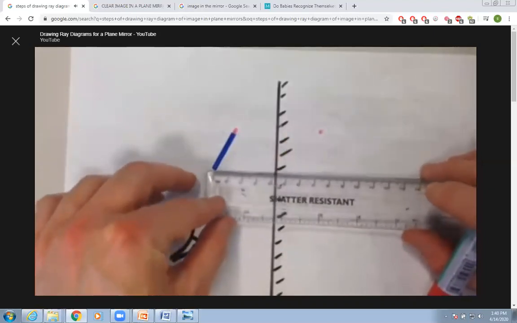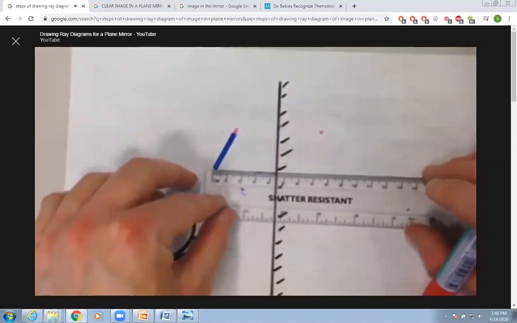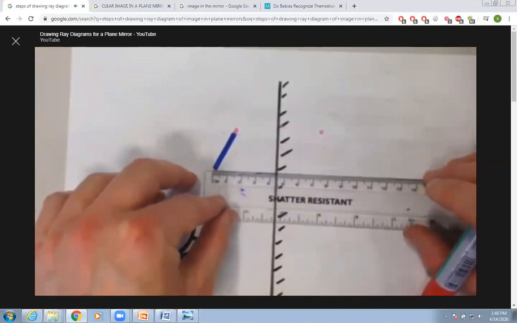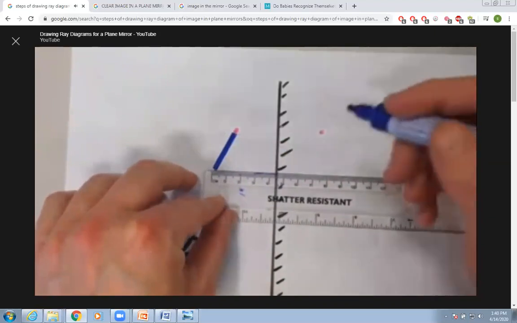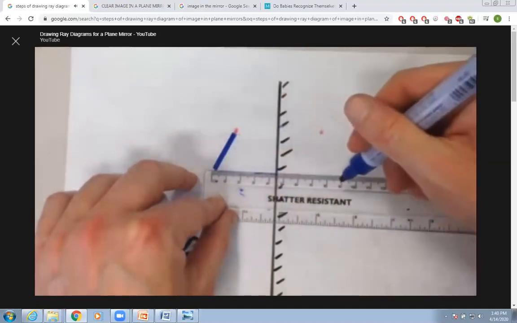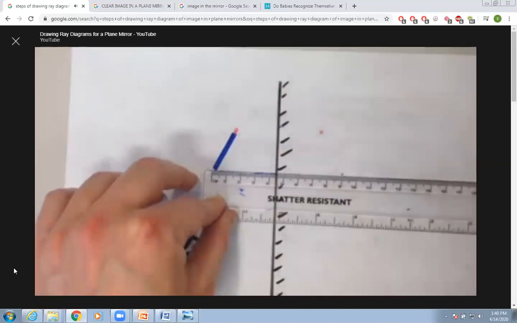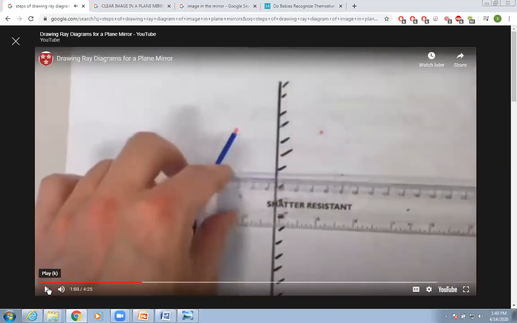Then we take the bottom of the candle. You can see that that is about 4.5 centimeters from the mirror. So that means that we must draw the bottom of the virtual candle also 4.5 centimeters from the mirror.